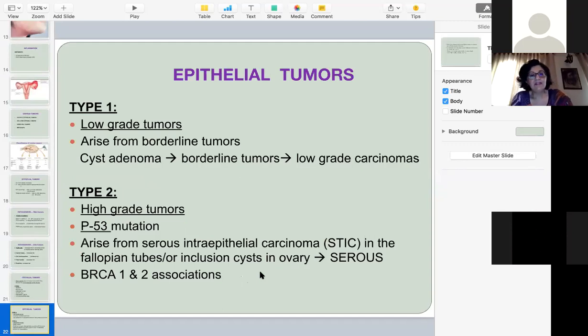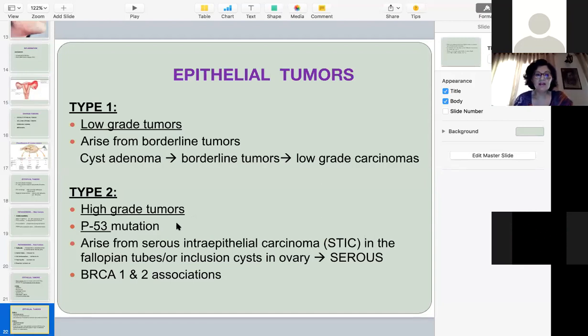Now, epithelial tumors can either be type 1 or type 2. They can either be low-grade tumors, we're talking about the malignant tumors, or there can be high-grade tumors. The low-grade tumors arise from borderline tumors: a cystadenoma leads to a borderline tumor and then develops into a carcinoma, which would be a low-grade carcinoma. Whereas the high-grade tumors develop not from the cystadenoma or borderline tumors, but from a P53 mutation.